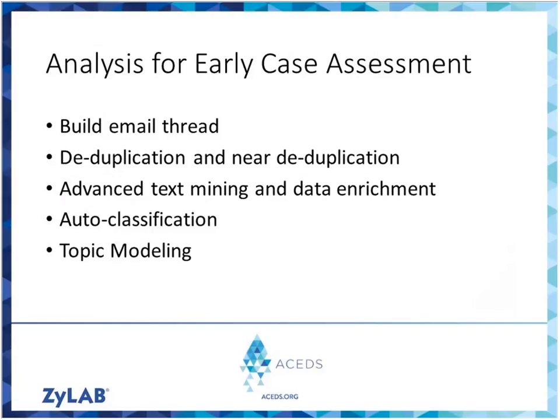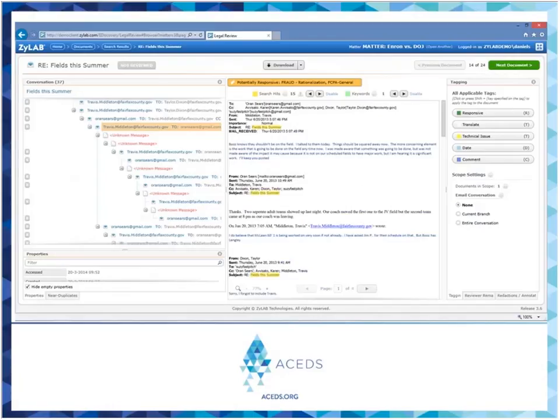A couple of other things we've done is that we do a lot of early case assessments. We're building email threads, we're doing deduplication and near deduplication, also on files that are not exactly the same. We can do deduplication on the entire content of a file, or just on meta information or selected metadata fields. We can do advanced text mining and data enrichment, allowing for semantic analysis and natural language processing. We do auto-classification and topic modeling. And all of those are integrated in a very easy to use interface. All of this work is being done at the processing time.